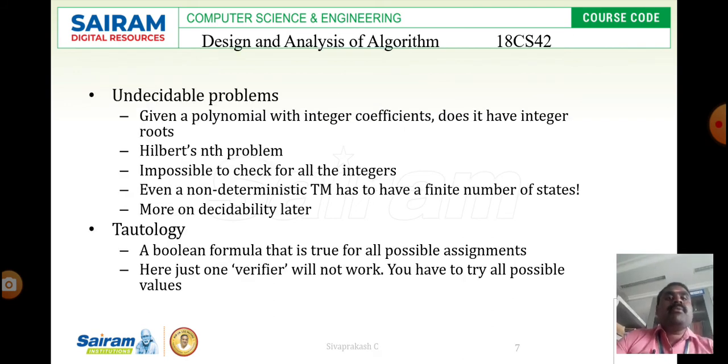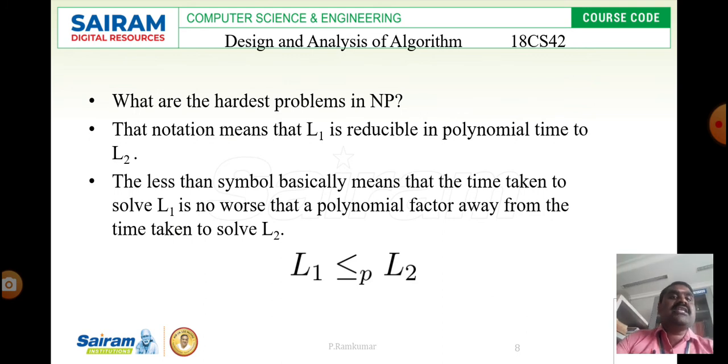Undecidable problem: a polynomial with integer coefficients, does it have integer roots? Hilbert's tenth problem is an undecidable problem, since it is impossible to check all the possible integers. Even a non-deterministic TM, meaning Turing machine, has a finite number of states, and it is more on decidability. Tautology means it will always give a true value.